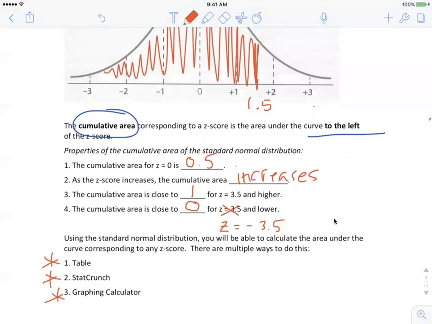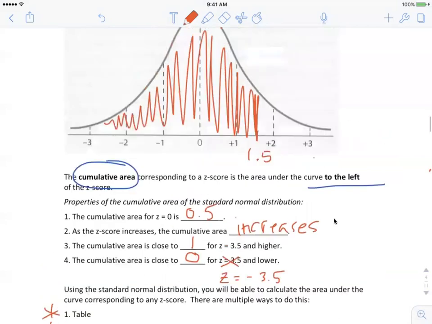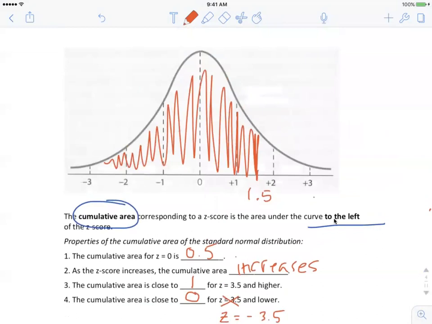And the interpretation of that is, let's go back to that exam. Let's say on your exam, you had a z-score of 1.5 for your exam score. What percentage of students did worse than you? Or what percentage of students did you do better than? That's what we're trying to figure out.